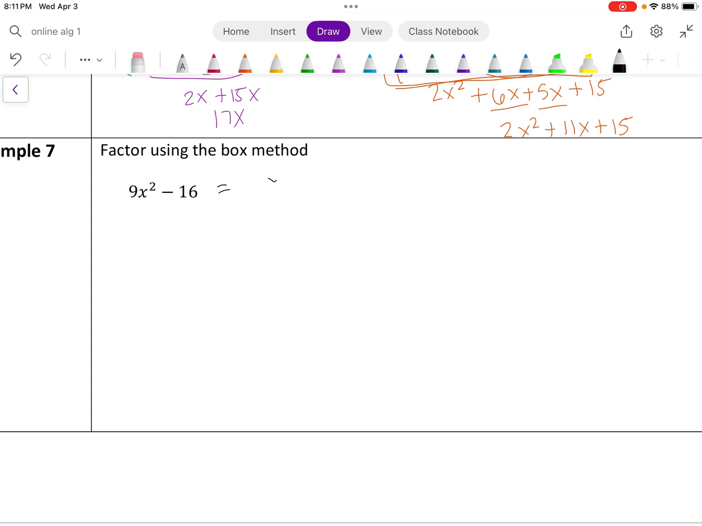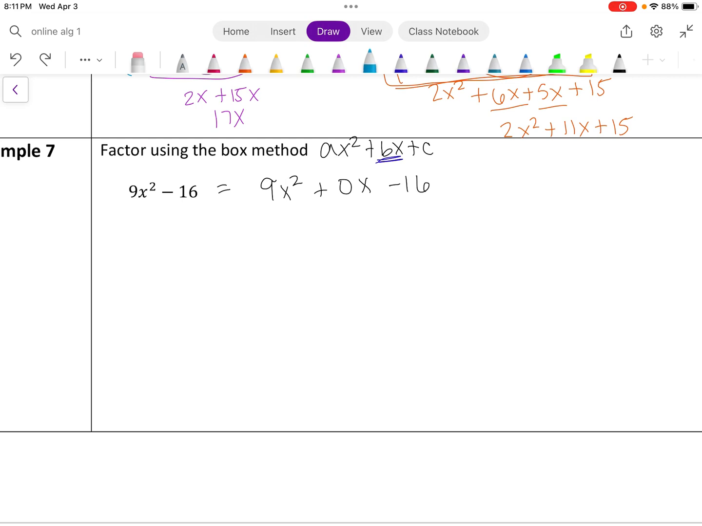So this is actually the same as thinking about 9x squared plus 0x minus 16. Because if I think about my standard form, ax squared plus bx plus c, this had an x squared term and it had a constant, but it didn't have a x term. So I knew that that middle bx term was missing. Okay, and our number for missing or for nothing is 0.